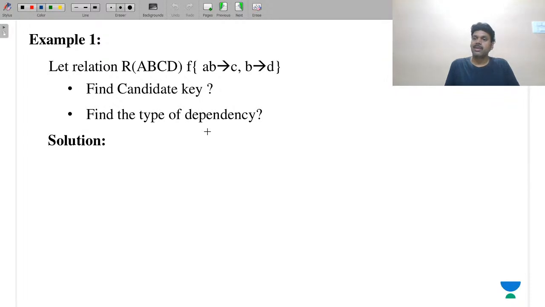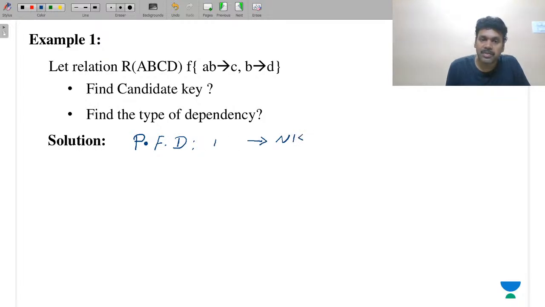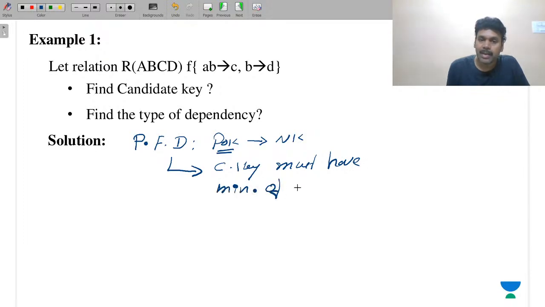Observe, friends. To say that something is a partial functional dependency, there is one hint I want to provide. Your non-key attribute must be derived from part of the key only. Therefore, to prove partial functional dependency, your candidate key must have a minimum of two prime attributes.